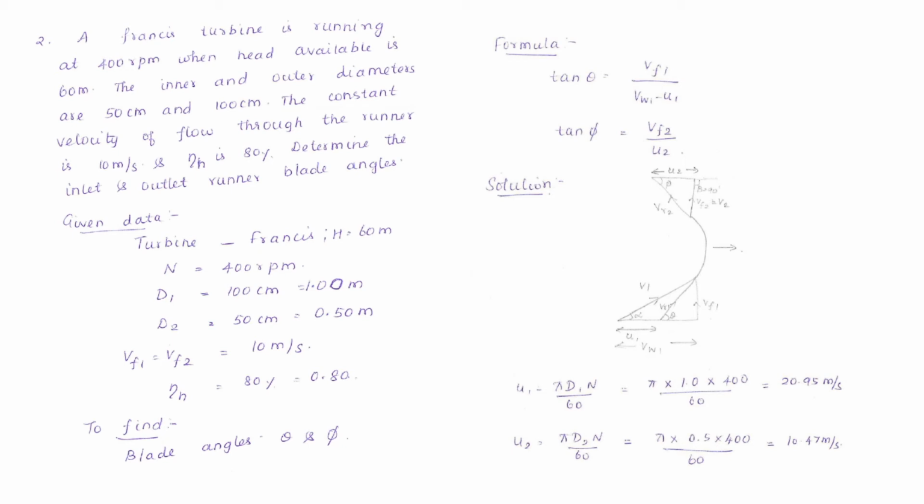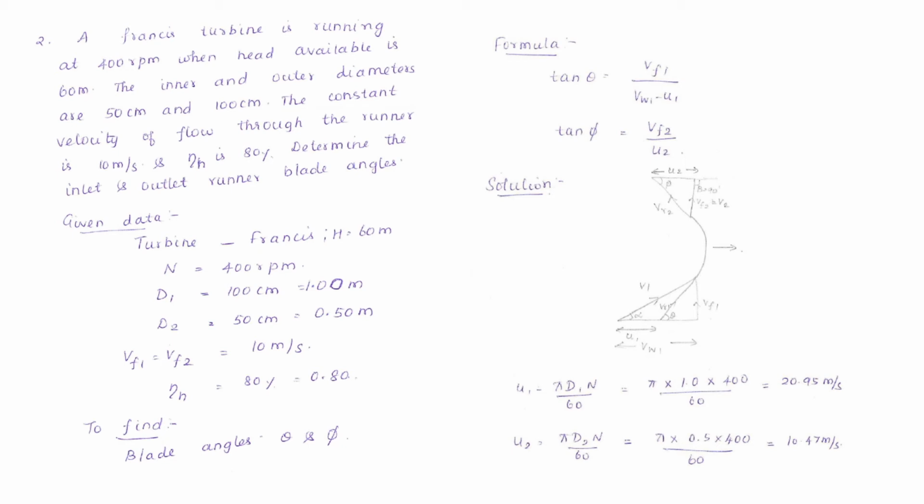We have to write the formula. So tan theta is equal to Vf1 divided by Vw1 minus u1. Tan phi is equal to Vf2 divided by u2. The same formula which we used in the last problem itself. We use the same formula.